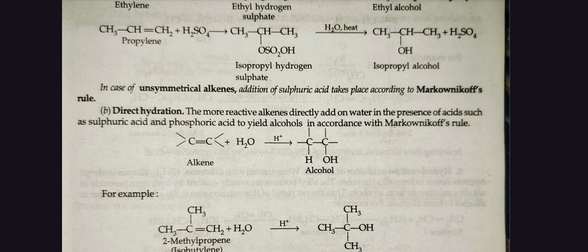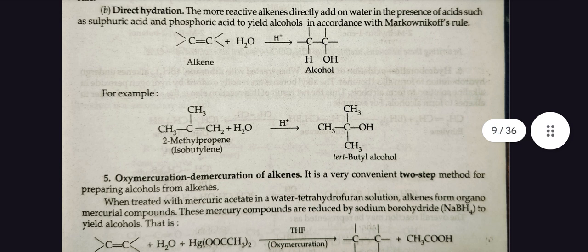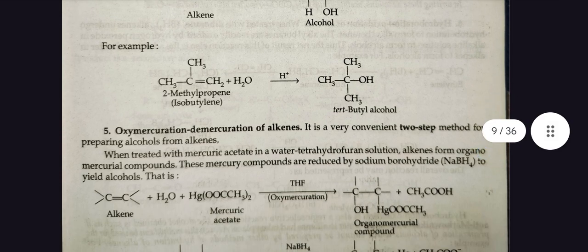Direct hydration: the more reactive alkenes directly add water in presence of acids such as sulfuric acid or phosphoric acid to yield alcohol in accordance with Markovnikov's rule. Alkene to alcohol. For example, 2-methylpropene, isobutylene, in presence of H+ gives tertiary butyl alcohol. Follows Markovnikov's rule.